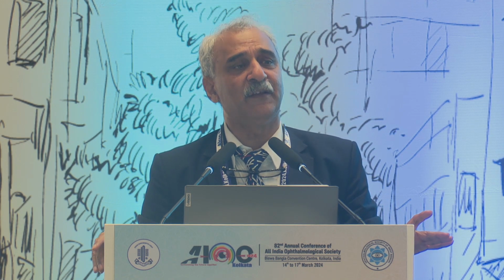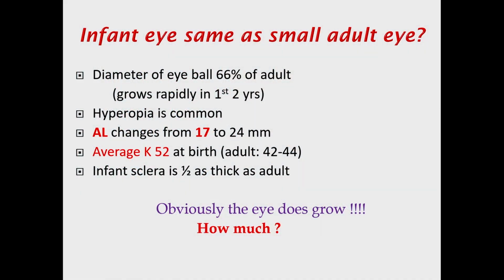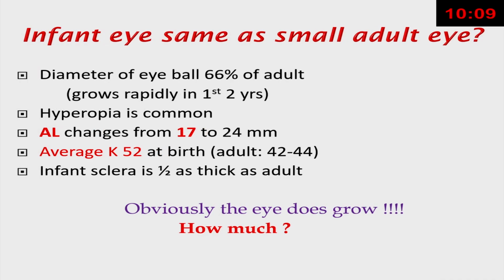So is the small adult infant eye just a small adult eye? The answer is no, because if you see the cornea, it's as steep as about 52 at the birth, and the axial length is about 17. And over a period, the cornea keeps going flatter and the axial length is increasing. So this is what is called emmetropization. So all the old textbooks which say that all the pediatric age group kids are hyperopic should be burnt and thrown out of the window, because they are not.